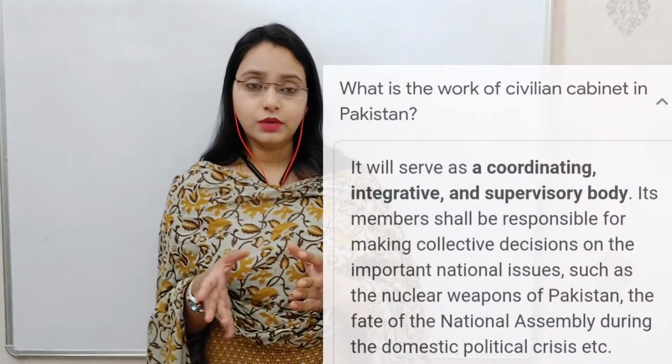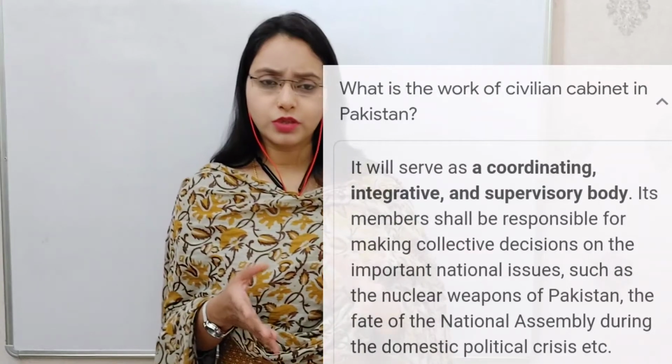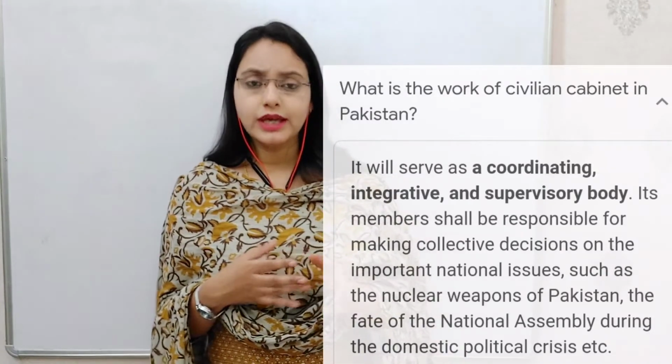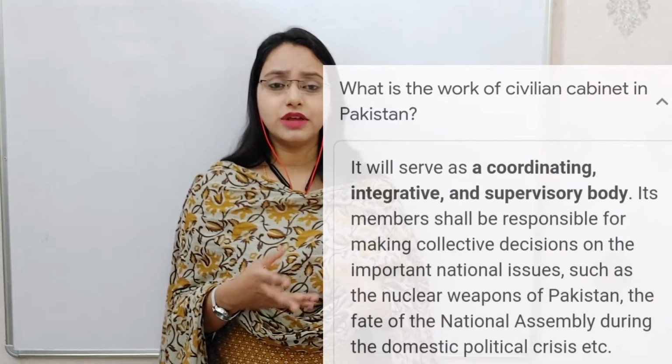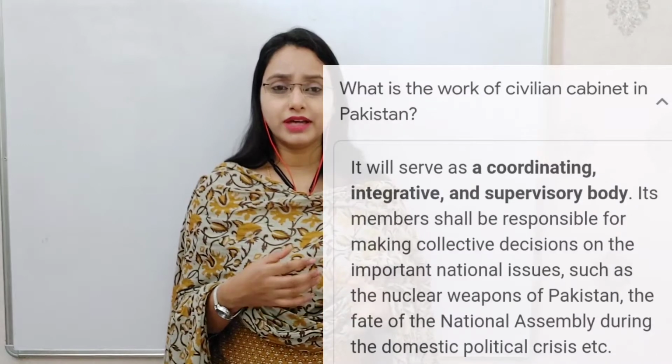At that time, whatever national and provincial assemblies were working in the country, the ones taking important decisions, were removed. And even the civilian cabinet. Now what is the civilian cabinet? It's the most important integrating and supervisory body. It takes important decisions of the country, like decisions related to nuclear weapons, fights and all that. So this civilian cabinet was also brought under whose control? The army officials. Is that clear?